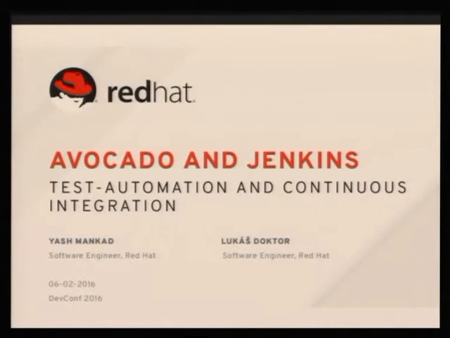Good afternoon, all. And today we are going to be talking about Avocado and Jenkins, test automation and continuous integration. So what are we going to learn today? I'm going to cover the development process followed by the libvirt and qemu KVM communities and the problems faced by the development team in a way to support the process. We are going to talk in particular about the handling of patches, the handoffs between the development and the quality engineering groups, and some of the issues with the test automation efforts within the team.